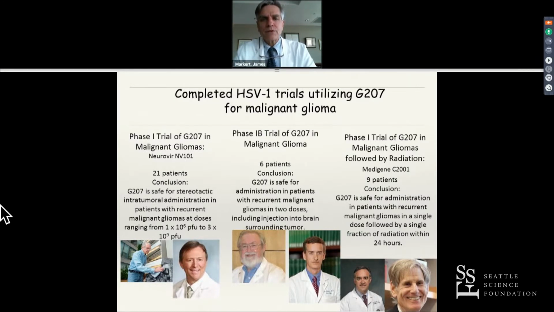And we found out 2 things from this that were important. One, that we could give the virus safely in multiple doses, albeit close together. And 2, that we could actually inject the virus into tumor-infiltrated brain as opposed to just injecting the virus directly into solid tumor. The other nice thing about this was that it allowed me to take some of the resected tumor and do further studies on it.